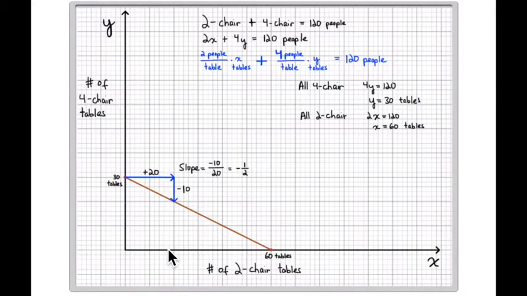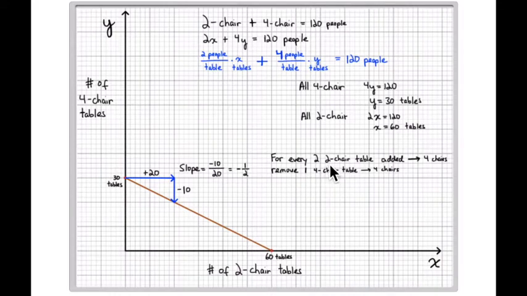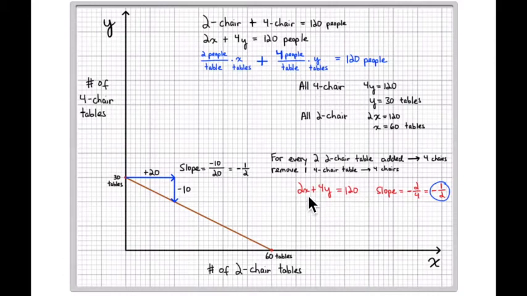So for every 2 chair tables, I can seat 4 people, I have 4 chairs. So for every 2 of these tables, I have to remove 1 of these tables, 1 4-chair table. So 2x plus 4y equals 120.